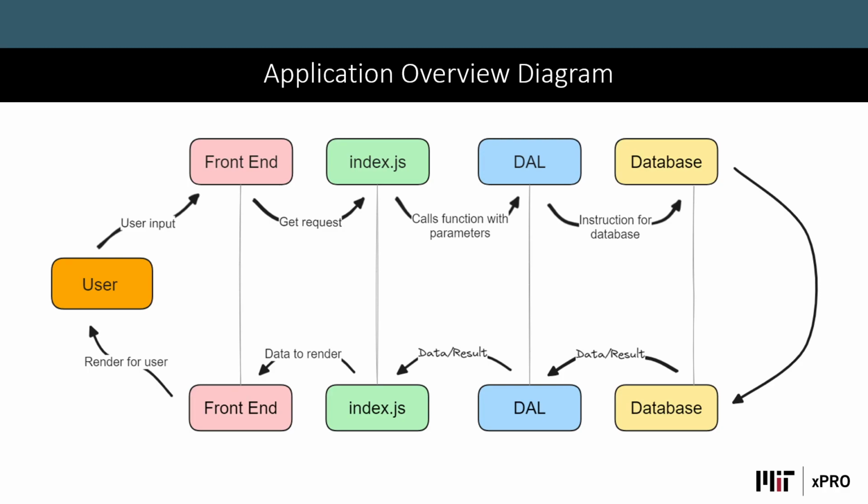The user makes a request using the front-end UI. The front end then makes a call to the API endpoint in index.js needed to carry out that request. The API endpoint then calls the function in the DAL that's needed to communicate with the database. Once the request is completed, the database responds back to the DAL with the data or result. The DAL then responds back to the API endpoint, and then the API endpoint responds back to the front end so it can re-render the result to the user.